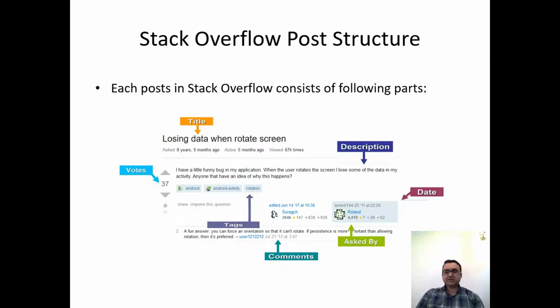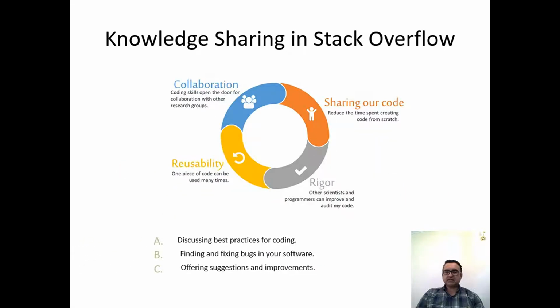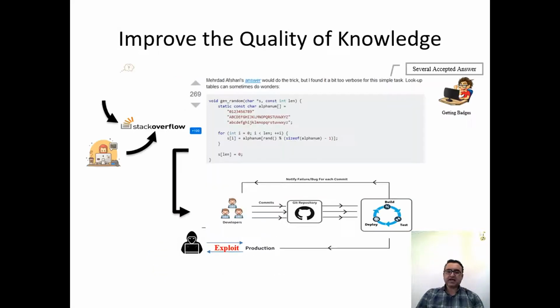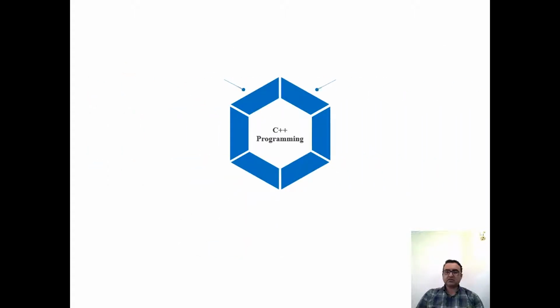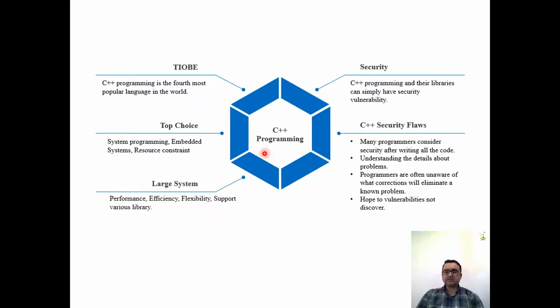We focused on Stack Overflow, a coding platform for sharing knowledge, and we wanted to see if the code snippets actually contain vulnerabilities, and if these vulnerabilities go to production and lead to vulnerable applications, even if they are accepted answers. We also focused on C++ because it's the fourth most popular language and is an embedded system language, so the security problems can be high.